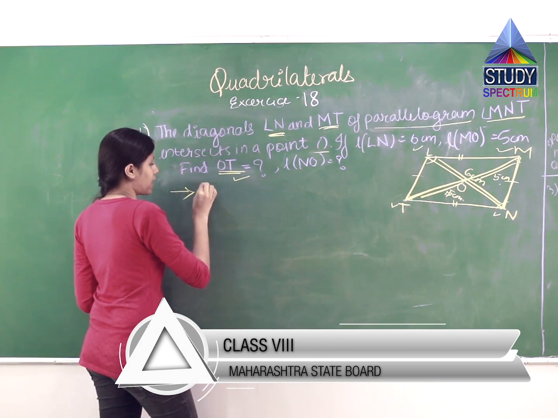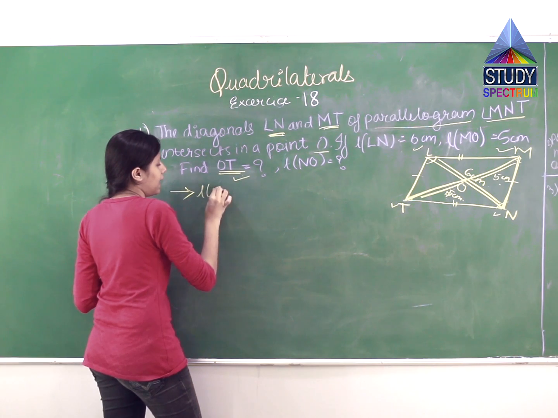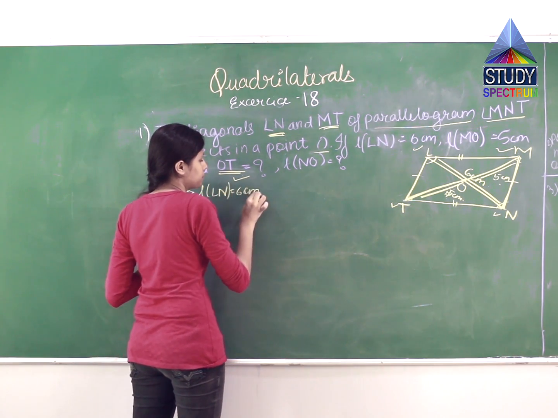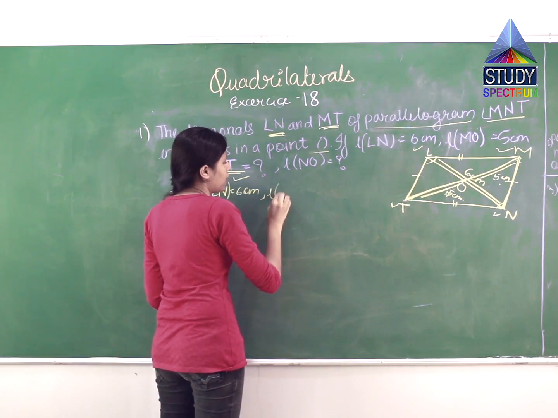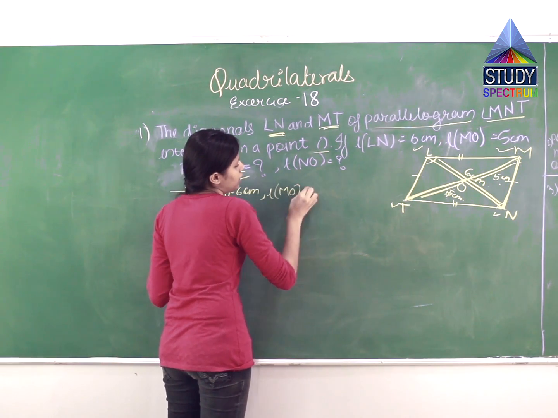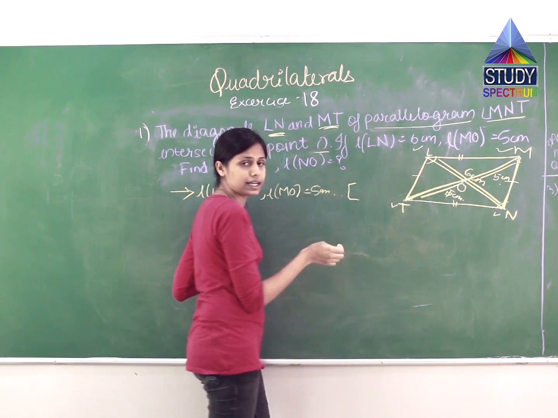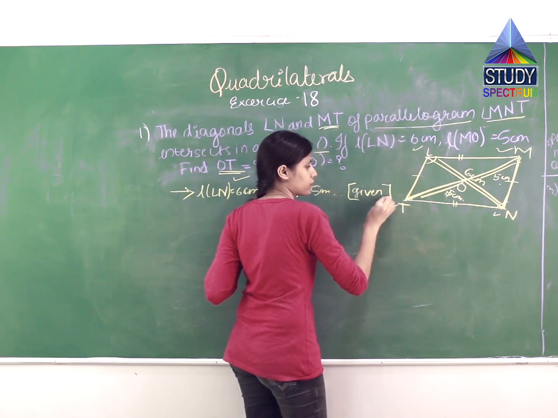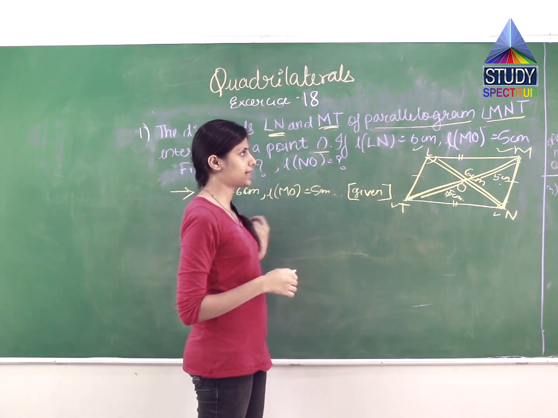So first let us write the given question. What is given in the question? Length of LN is equal to 6 centimeter. You can put a comma and write the another information also. Length of MO is equal to 5 centimeter. And the reason for it in a square bracket which is given. Now after this, what is your finding? That you have to write in the next line.